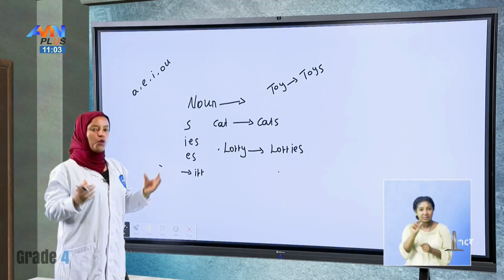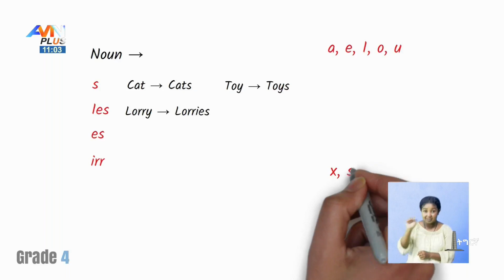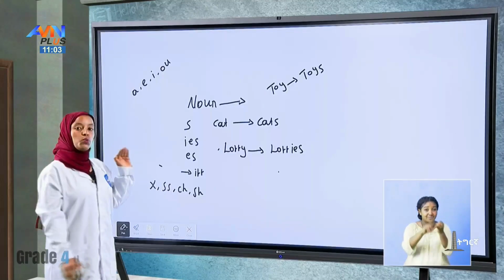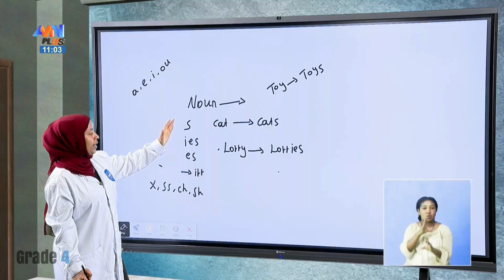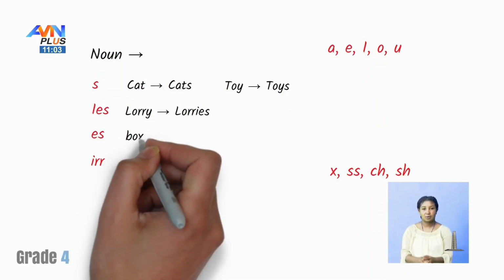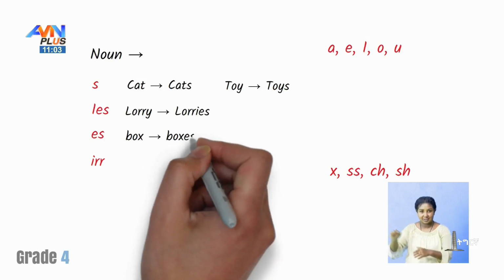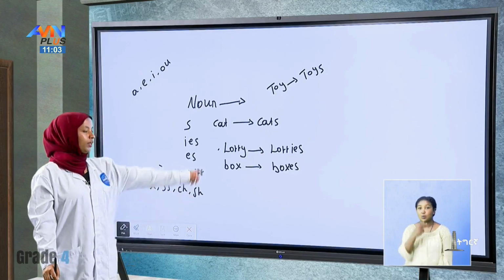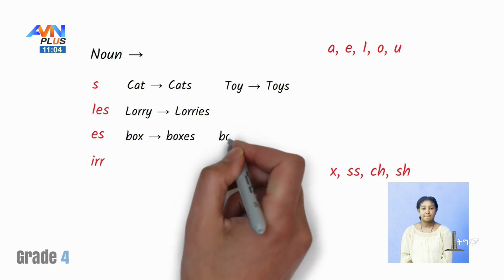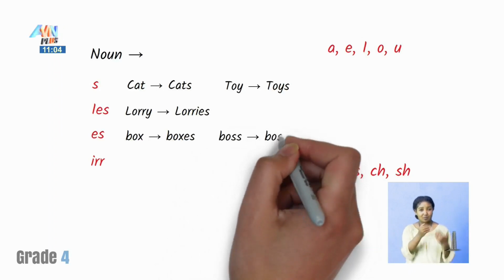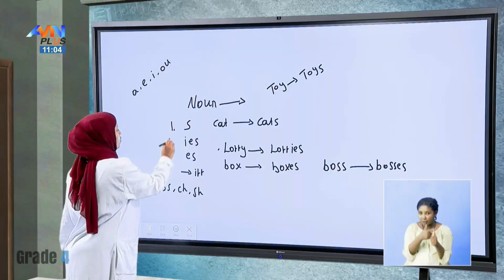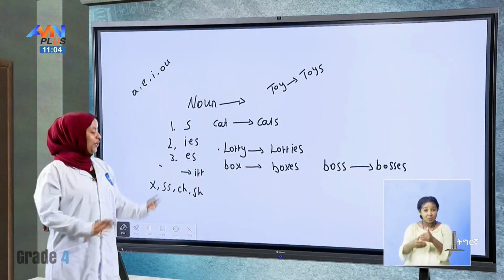Some nouns end with X, SS, CH, and SH, and we can add some more. If a noun ends with these letters, we don't add S or IES. We just add ES. For example, box, boxes. Look here, box, boxes. We can add one more: boss, bosses. This is the third rule. How many rules did we learn? One, two, and three.